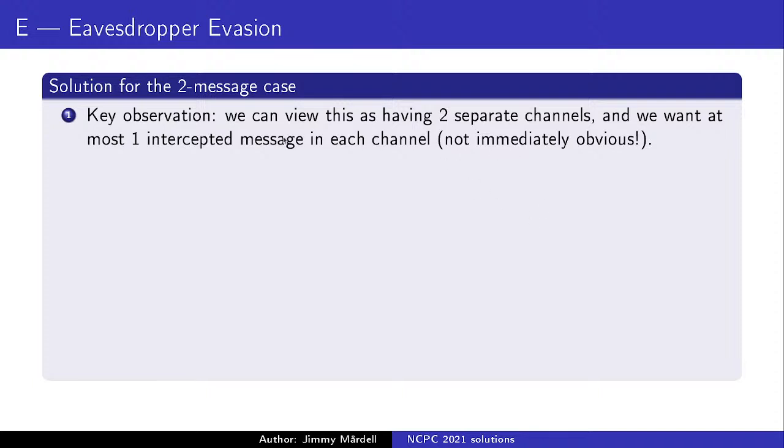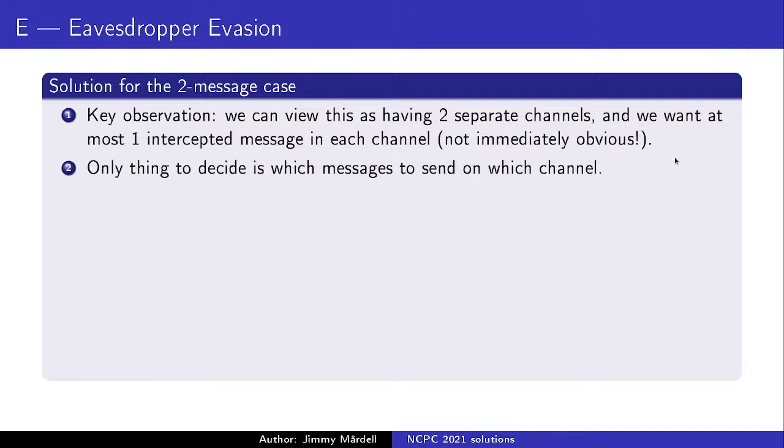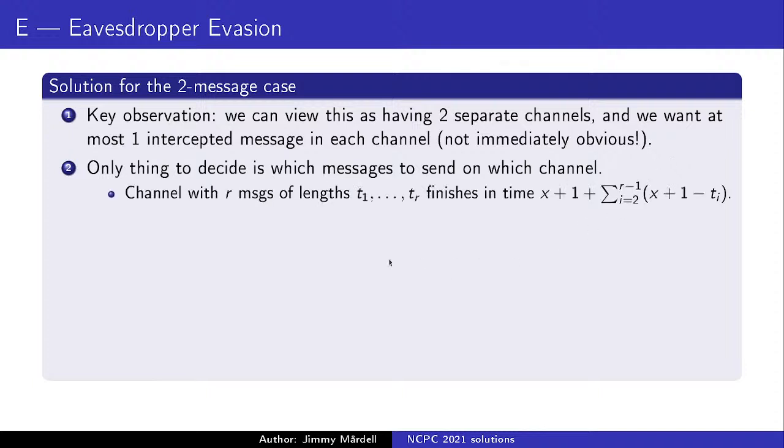So we already know how to solve the case of 1 intercepted message for a channel. The only thing now is that we have 2 channels, and we have to decide which messages to send on which of those 2 channels. If we have some channel where we put our messages of length t1 up to tr, then what we said in the previous case was that this will finish in time x plus 1 plus the sum of x plus 1 minus ti from 2 up to r minus 1.